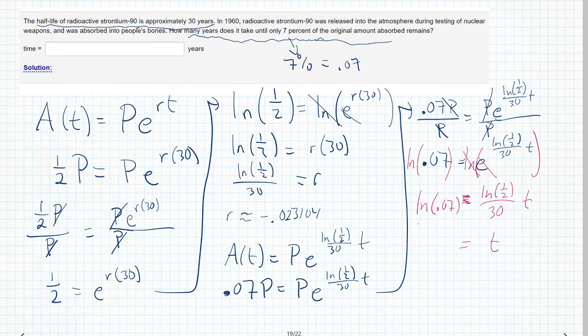So t equals the natural log of 0.07 divided by that natural log of 1/2 divided by 30, which you could have just written, remember, as that negative 0.023104. So now all I have to do, if I'm using a calculator, is take this information and divide it by the answer I previously had, and I find that t is approximately 115.1 years. And that's one heck of a long time. 115.1 years.